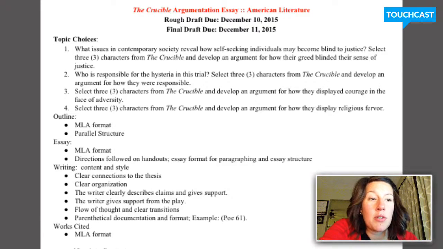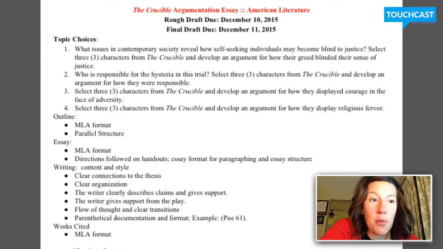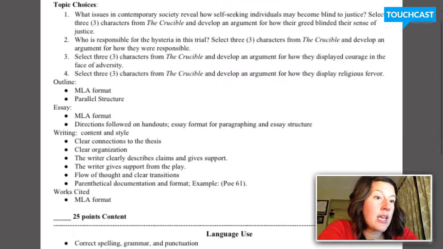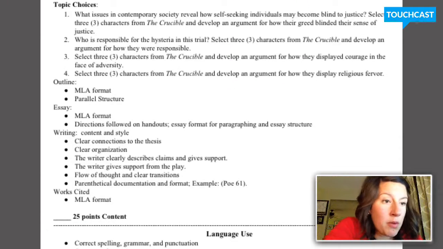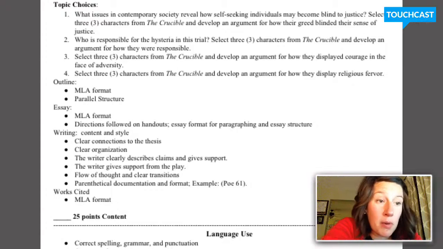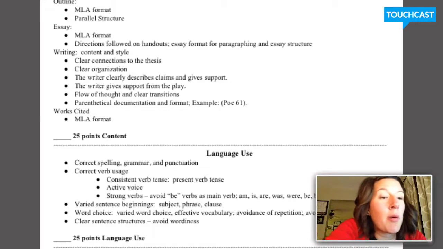Outline, make sure, we will work on all the outline stuff, the formal outline, the formal paper, and all that fun stuff next week. But right now, today, after I go over all this, you are going to work on gathering evidence to support your claim for the prompt which you have chosen. Your works cited, again, not a problem. We will work on it after. You only have one source, most likely, which will be the book. If you use an outside source, I'll show you how to do that too. Okay, language, again, correct spelling, grammar, punctuation.